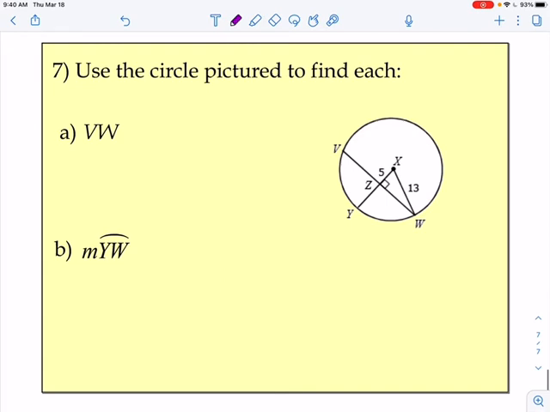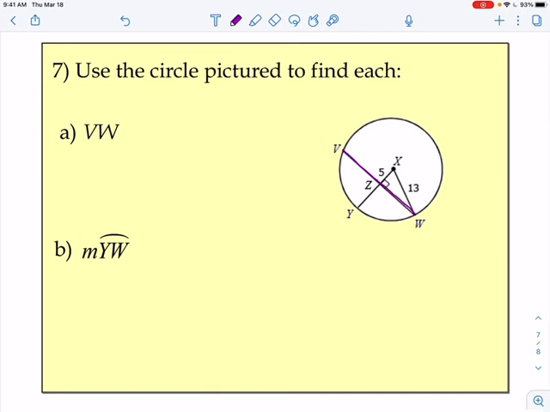And our last one, use the circle pictured to find each. The first thing that we want to find is VW. There's no arc above that or anything like that. Remember, if there is no arc, there is nothing above it, that means it's a line segment. So you want to find VW here. We want to find this entire purple line segment.